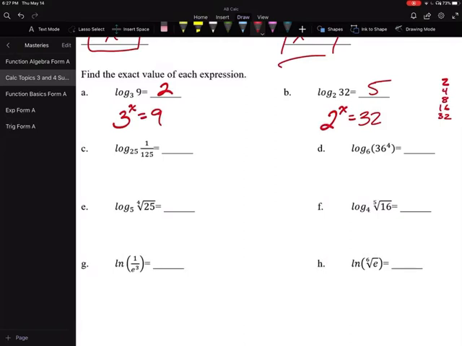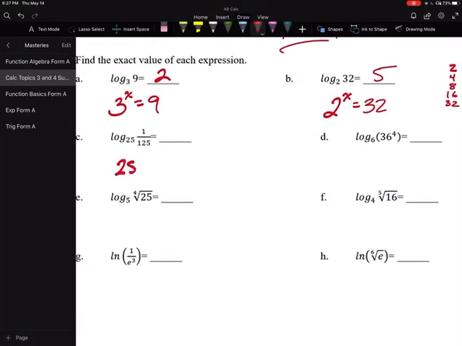No, the rules haven't changed for letter C. Log base 25 of 1 over 125. It's me asking, 25 to what power equals 1 over 125? Now, 25 to the power of 1 is 25. 25 to the power of 2 is much, much larger. So what we're going to try to figure out is, is there a common base between these two numbers? Well, there is. It's 5.